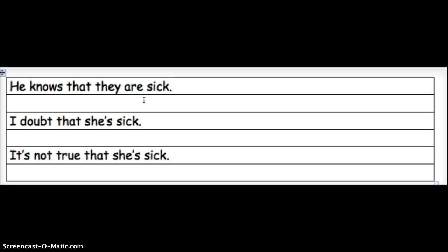So with the first sentence, he knows that they are sick. If he knows it, even if he's right or wrong, doesn't matter, that's how he sees reality. He's sure of it. So you would have the indicative after the K. Él sabe, and we use saber because it's facts and information that he knows. Él sabe que ellos están, indicative, enfermos.